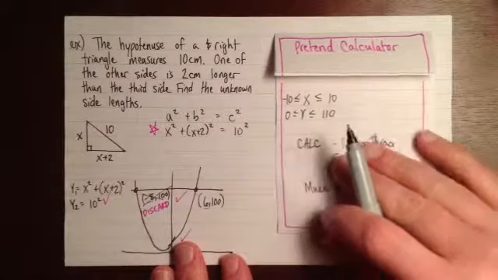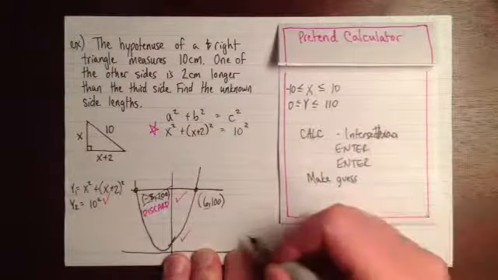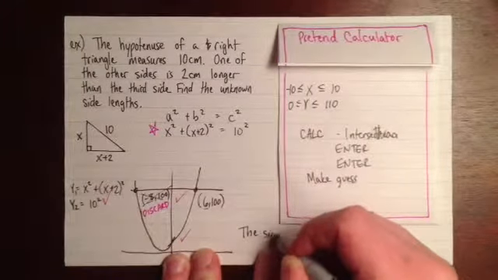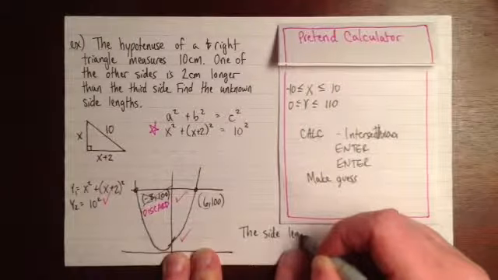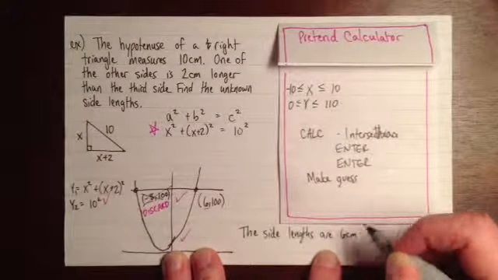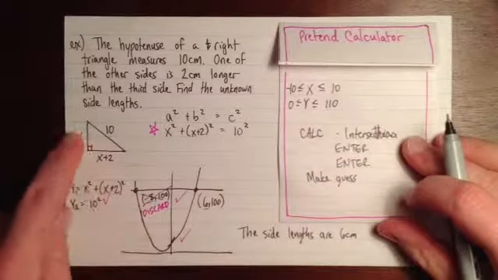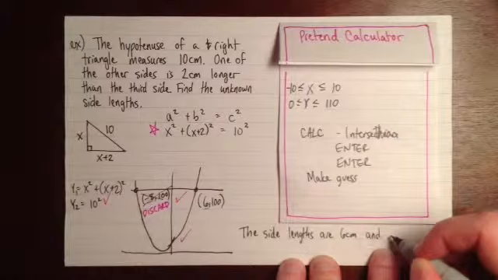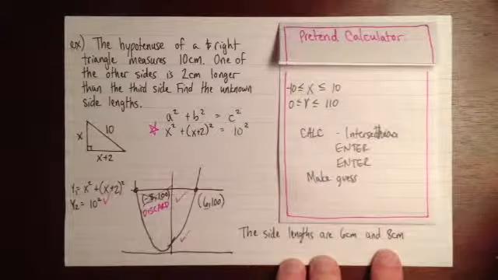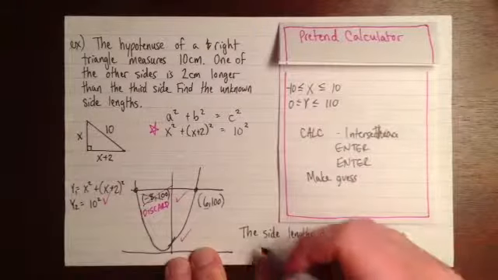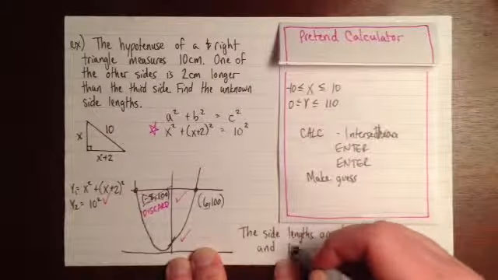Let's write this under here. The side lengths are 6 centimeters, that's for this one here. And then the other one is x plus 2, so 8 centimeters. And the hypotenuse is 10 centimeters.